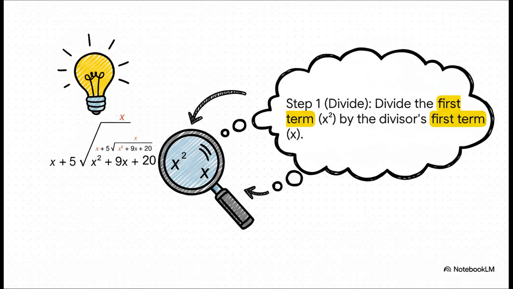Step 1, divide. Now here's a little trick with polynomials. You only need to focus on the first term of the dividend and the first term of the divisor. So what's x squared divided by x? It's just x. And that's the first part of our answer, so we'll write it right up top.